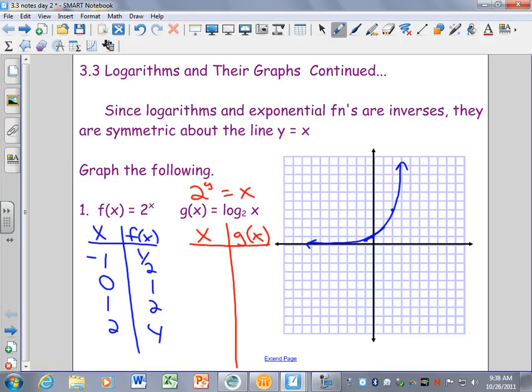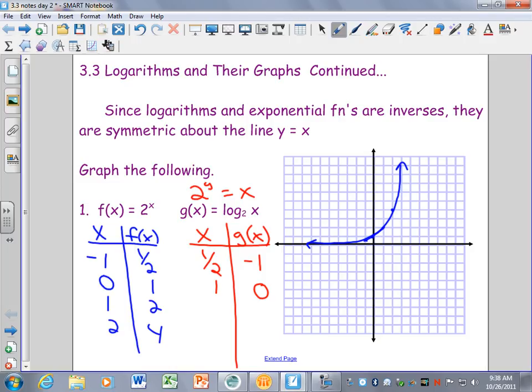So I'm going to pick a y value of negative 1, and if I say 2 to the negative 1, what is the x value that I get there? 1/2. Right? Because 2 to the negative 1 is 1/2. Definition of inverses, the x and y switch places. So my advice to you is pick the y values, maybe, and then work your way backwards. So if I pick 0 for y, I get 1.